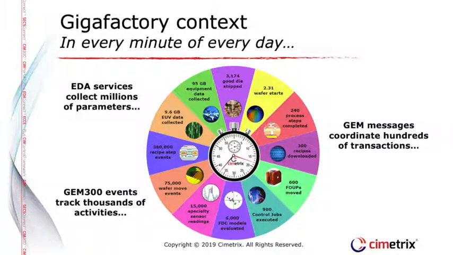We've coined a term to describe the situation that exists in today's 300 millimeter factories called a gigafactory or a gigafab. And to give you an idea of the kind of data collection that goes on in a gigafab, we look at all the different range of semi-standards necessary to support that automated operation. A gigafab is defined as one that handles 100,000 or more wafer starts per month.